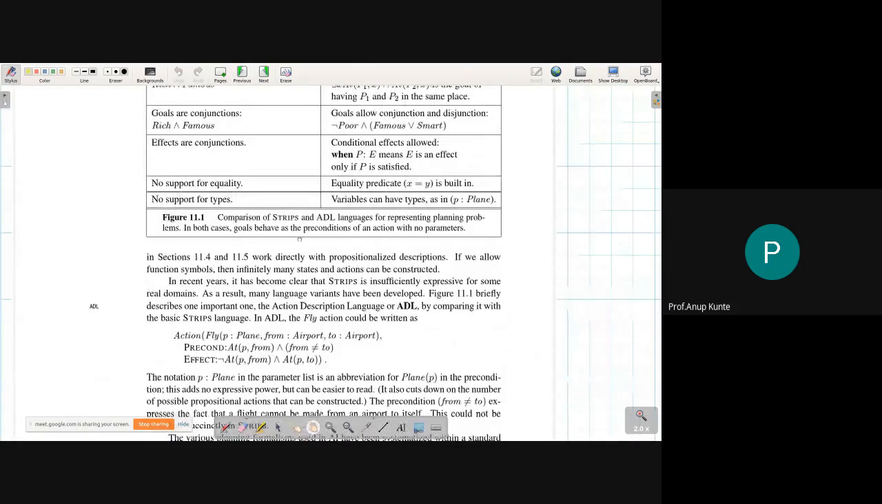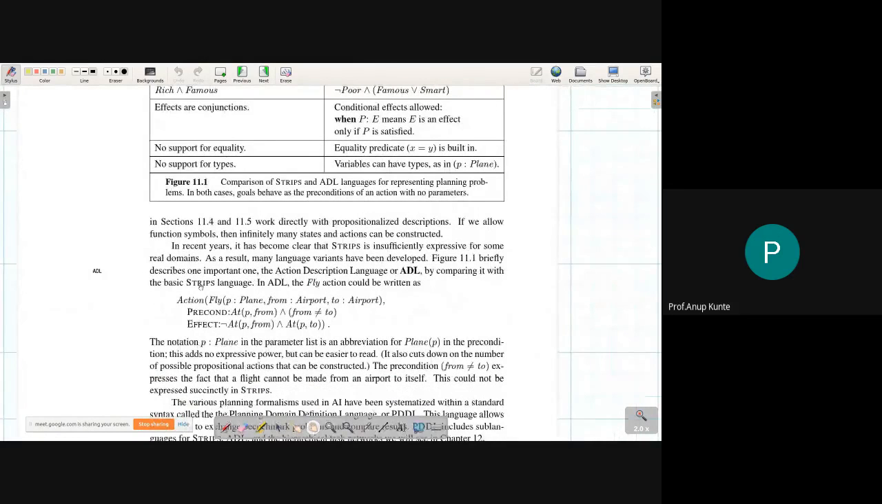Now, this is an example of an action represented in ADL. So we are saying action Fly, P colon Plane. Here we are directly saying that P has a type plane, from has a type airport, to has a type airport. So the number of things that we had to state together will now get reduced, because in STRIPS we had to say precisely that P is a plane. Here we are saying that P has a type plane. So there is some kind of an aggregation relation that we are defining, and that will make our lives easy.